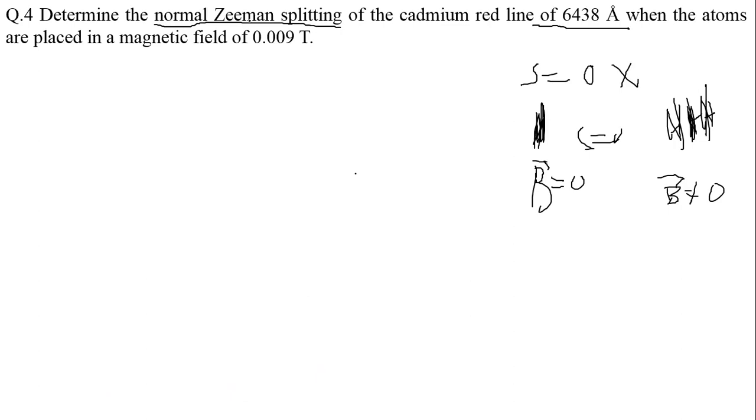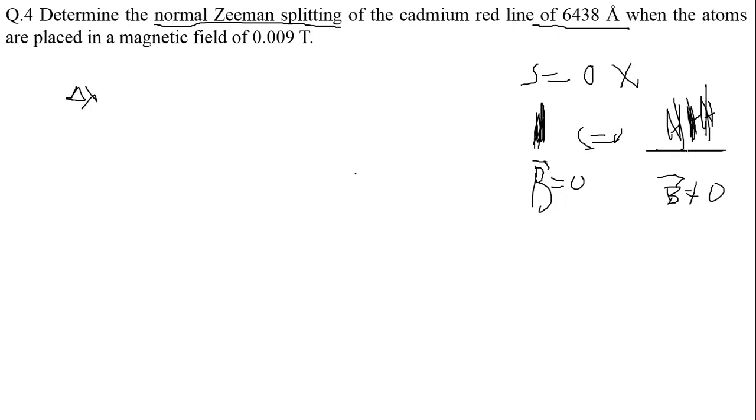So here in this question it is given that the cadmium red line of 6438 Angstrom is split due to normal Zeeman splitting when the atoms are placed in a magnetic field of 0.009 Tesla. So we want to calculate the Zeeman splitting. Basically, we want to calculate delta lambda.